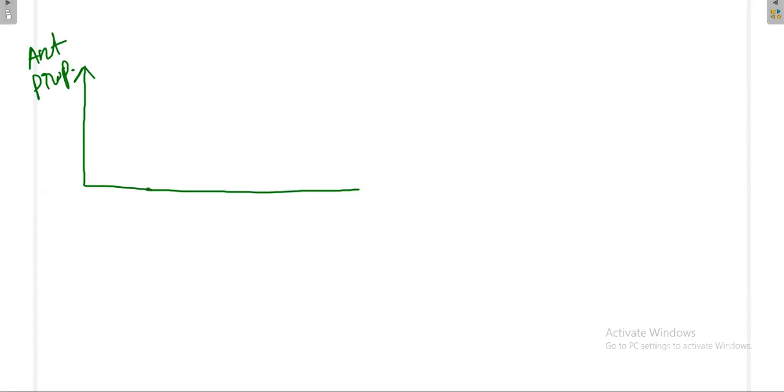Then why is it called log periodic? Now, in this axis, I am going to mention antenna properties. The properties could be anything, such as radiation properties, input impedance, and directivity. In this axis, I am going to mention frequency, and this is log frequency. You have already designed the antenna. You mark any one of the properties, then it follows like this.